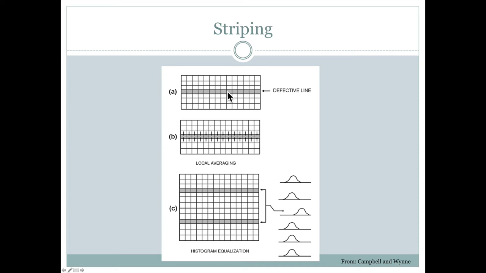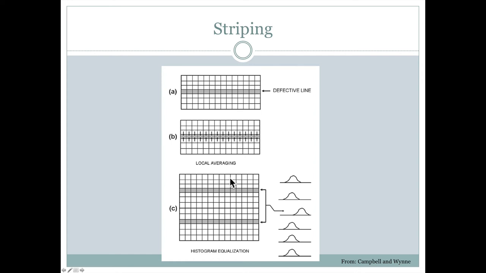If it is just one line of pixels within a much bigger image, we can deal with this in a couple of different ways. One way is we could just look in this example at the pixel above and below it and take an average value and just fill in this line here with the average value of the pixels above and below, take the average and fill it into this gray line, this gray row here.